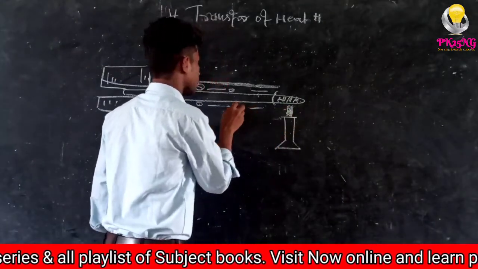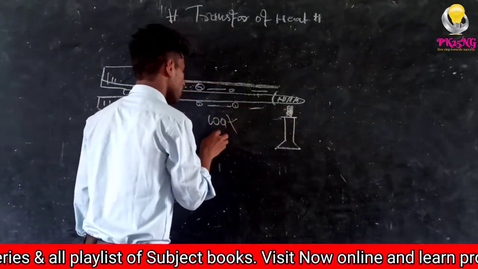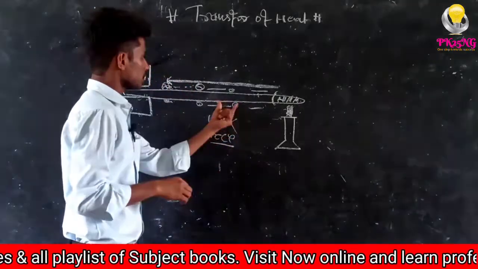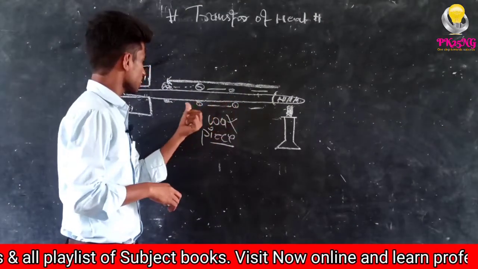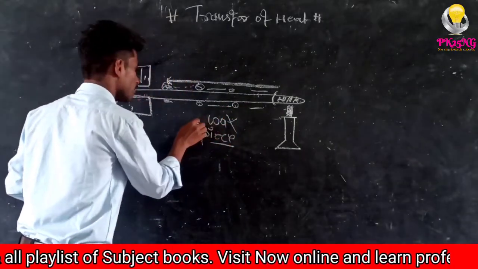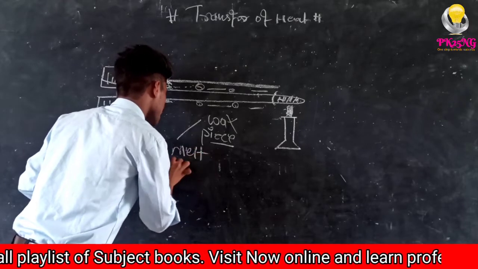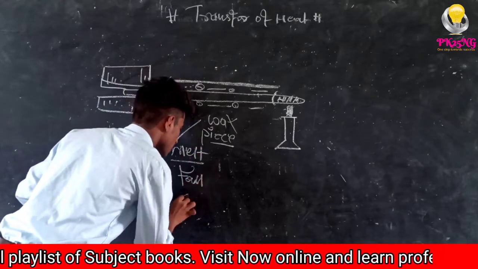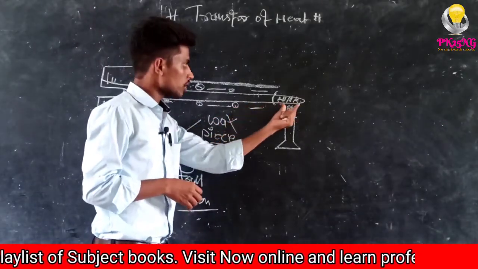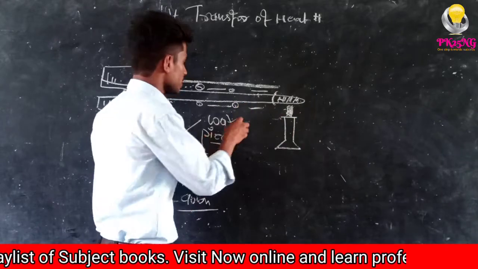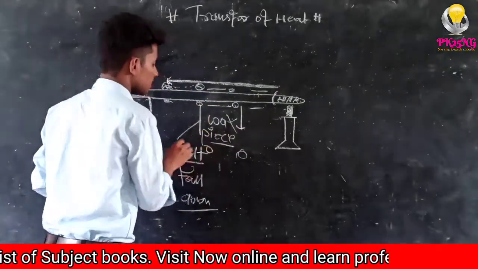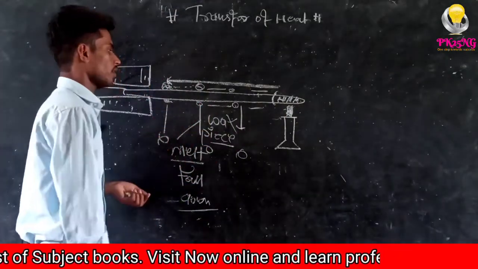After some time, the wax pieces which are kept on the rod, this one. What happened? Due to the heat, the wax pieces melt and fall down. How? The first wax pieces which are near the flame, what happened? First of all, this one falls down. After some time, this one falls down. After some time, this one falls down.